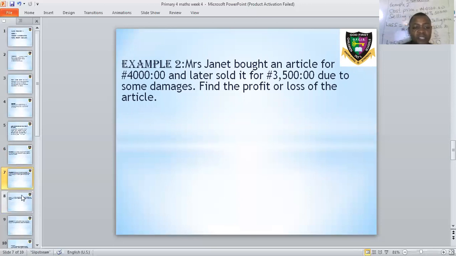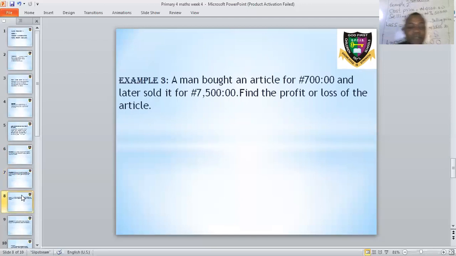Now, the next one we are going to look at is another question, which says that a man bought an article for 700 naira. An article could be anything: a bag, a book, a sandal, a shoe, a biro, a pen, a chair, or a table. So a man bought an article for 700 naira and then sold it for 7,500 naira. Here, the selling price is more than the cost price. The cost price is 700 naira, while the selling price is 7,500 naira. Find the profit or loss of that article.